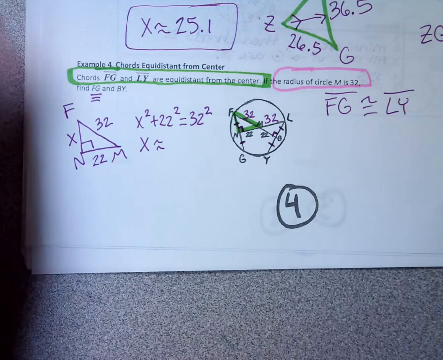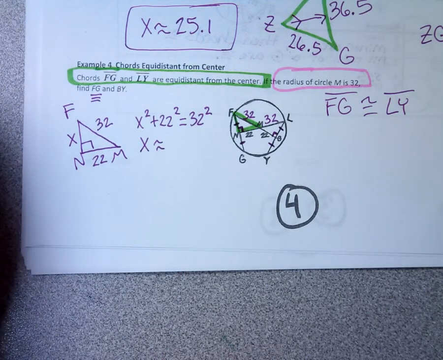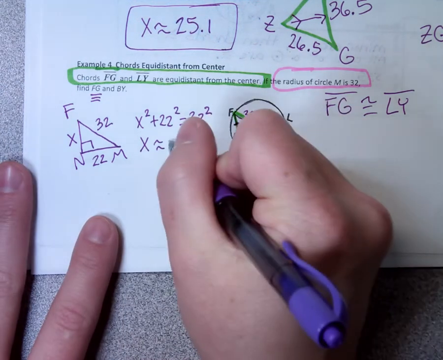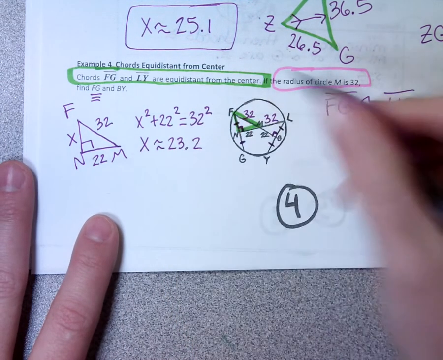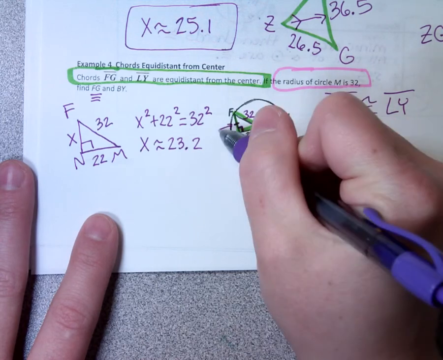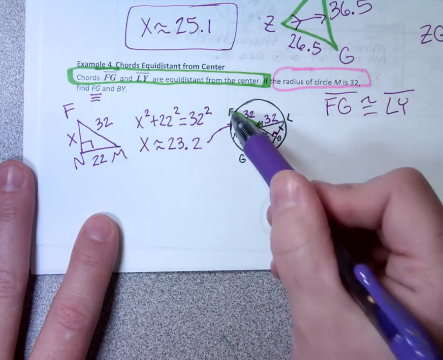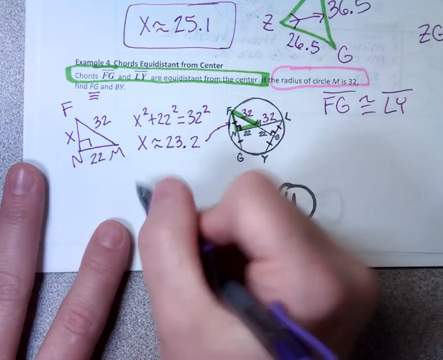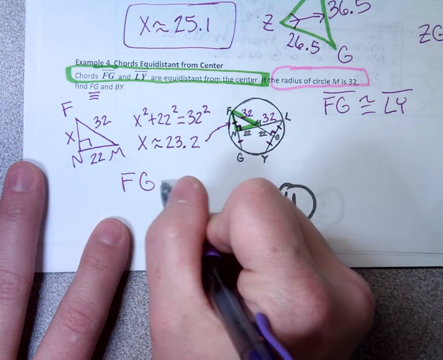Do I need to show anybody in the calculator? What'd you say again, Austin? I said it was 23.2. Okay, so if FN right here is 23.2, how long would FG, the whole chord, be? 46.4, because it's twice that.